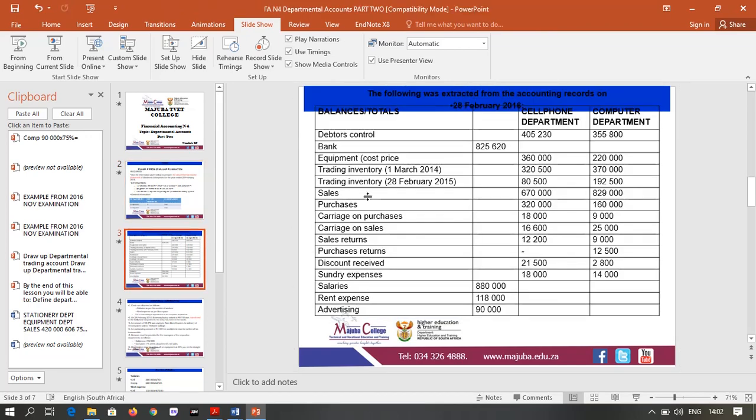They gave us these pre-adjustment totals, which were extracted at the end of the financial year. It shows two departments, the cell phone department and the computer department. Just check where every amount belongs, especially where there are purchase returns. You don't have the returns here.